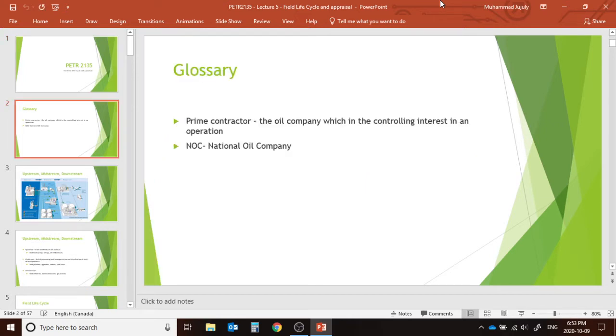Before starting the lecture, let's learn some terminologies, like the prime contractor. The prime contractor is the oil company which has the controlling interest in an operation, and NOCs are national oil companies. National oil companies means a company owned by a government body.